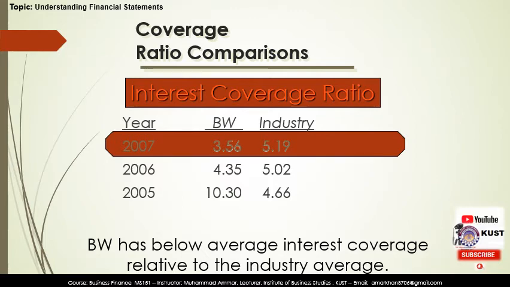So you see the Basket Wonder ratio is 3.56, and on the other hand the industry average ratio is 5.19. So BW, Basket Wonder, has below average interest coverage relative to the industry average, right? Yes, we are seeing that BW has 3.56 and the industry, on the other hand, 5.19.